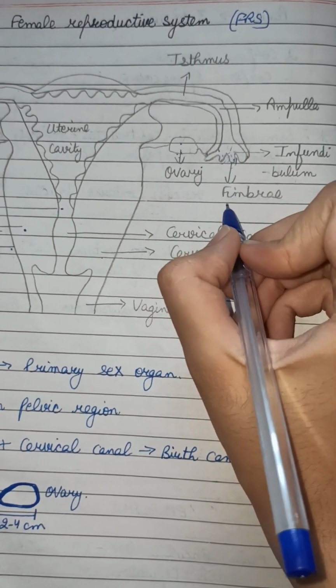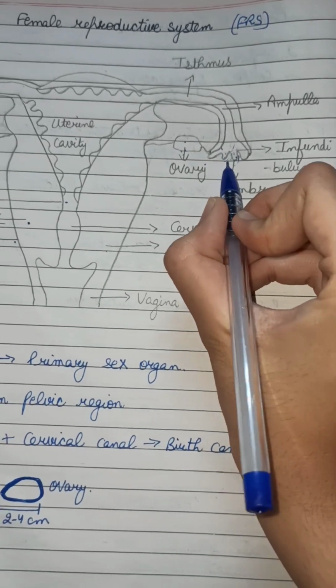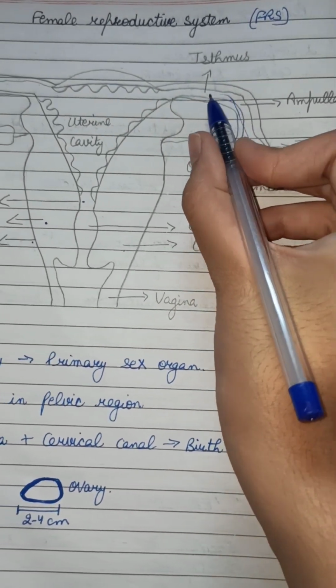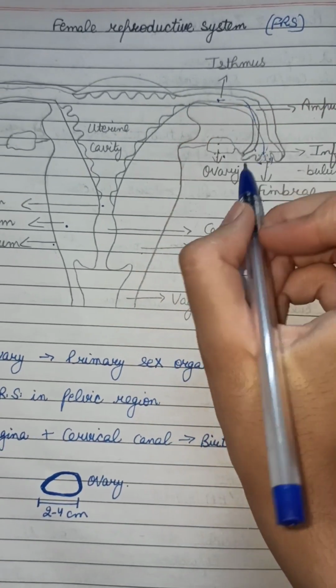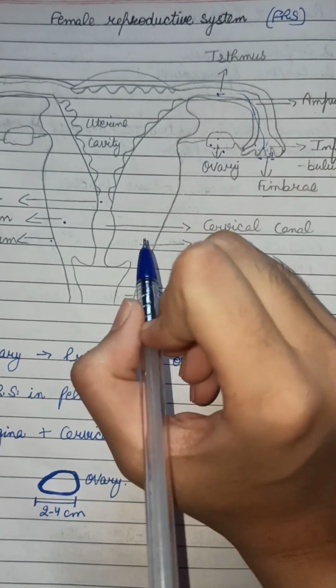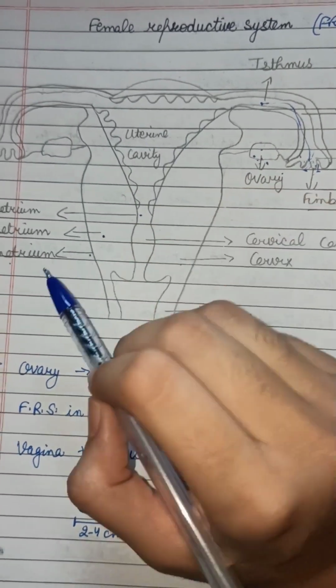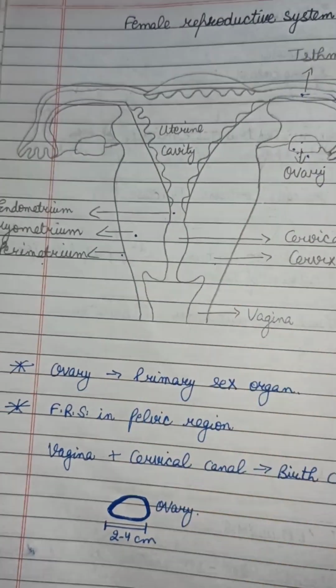Now what is the purpose of these fimbrae? These collect egg from the ovary. Now these transport egg to this side. Now this is our ovary and this is our fallopian tube. This is our central portion called as uterus. Now it is also called as womb.